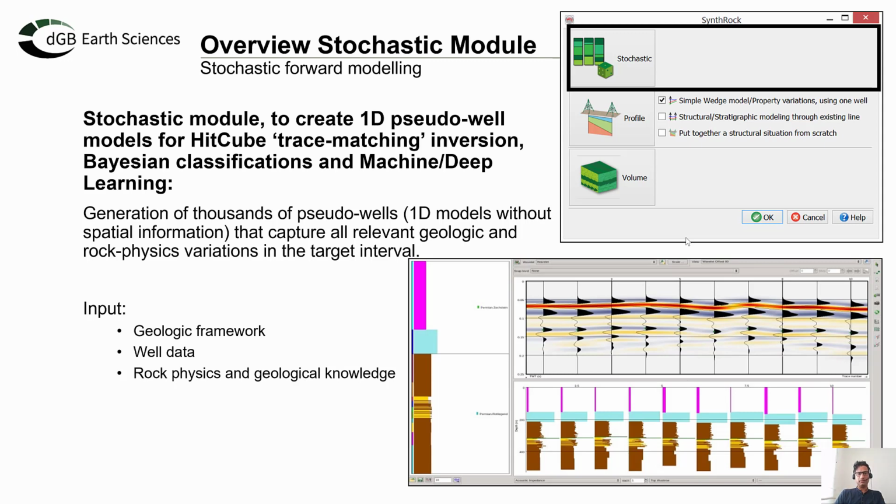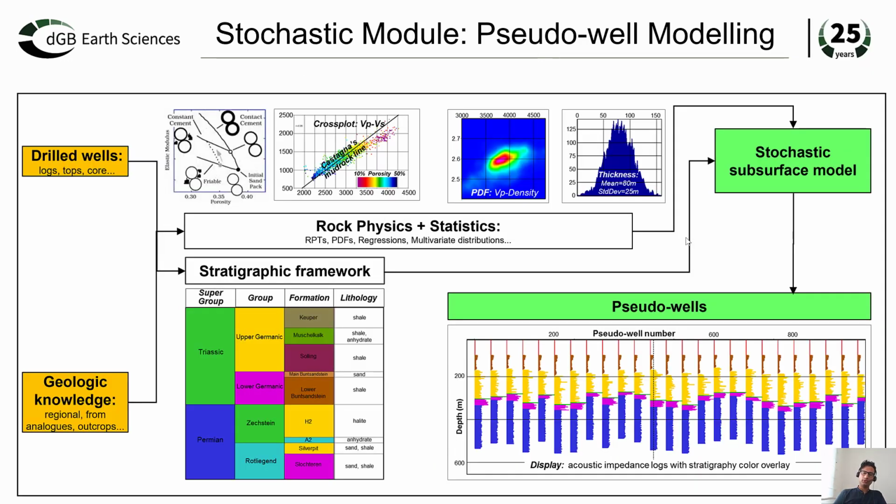And obviously, we could use those models and associated synthetic data as input for training a number of machine learning and deep learning algorithms. So a stochastic module is all about pseudo-well modeling. And here we use all sources of information that we have at our disposal.